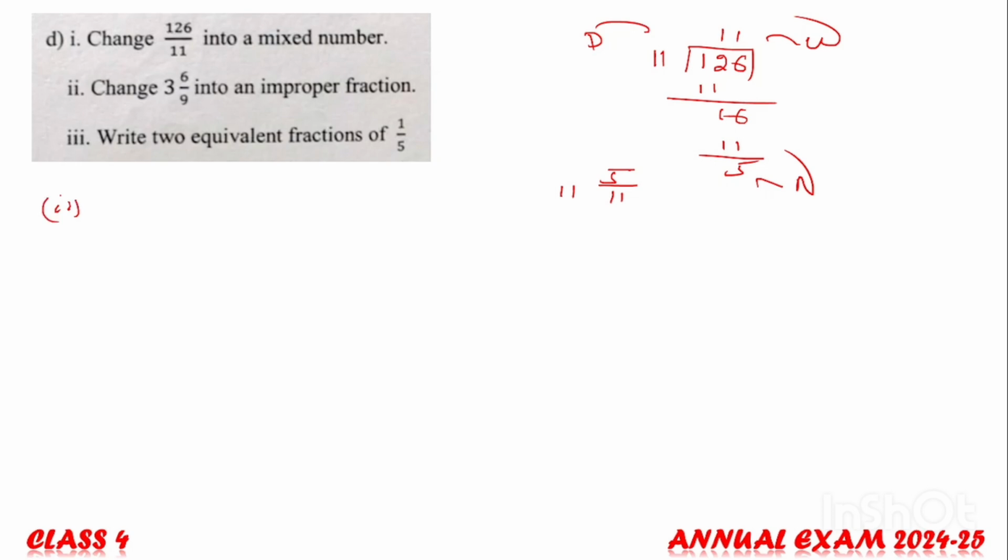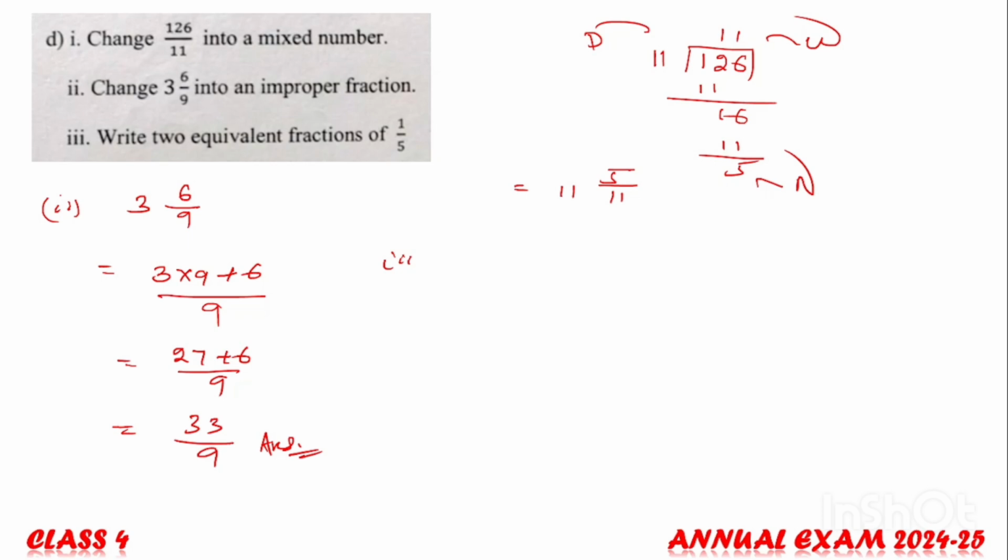Next, convert this mixed number into an improper fraction. So how to write? For an improper fraction, first we write 3 whole 6 by 9. Now we multiply 3 into 9, then we add 6 over 9, that is 27 plus 6 over 9, that is 33 by 9, answer.